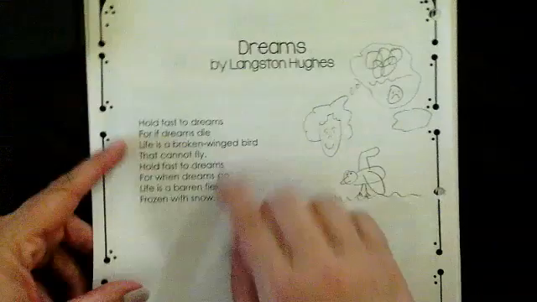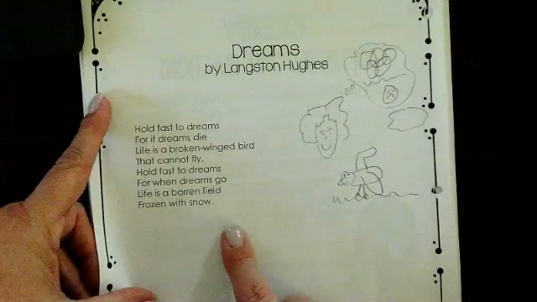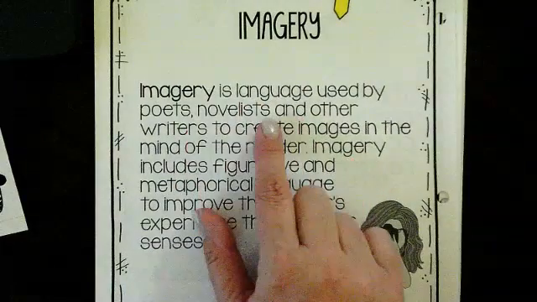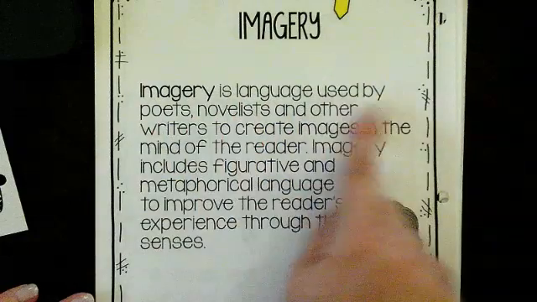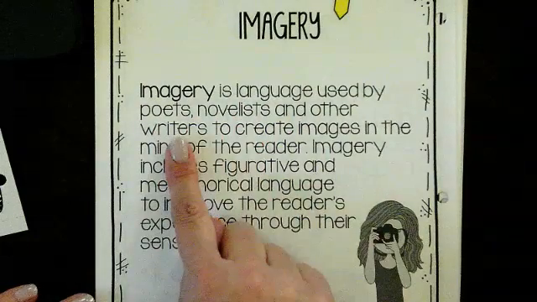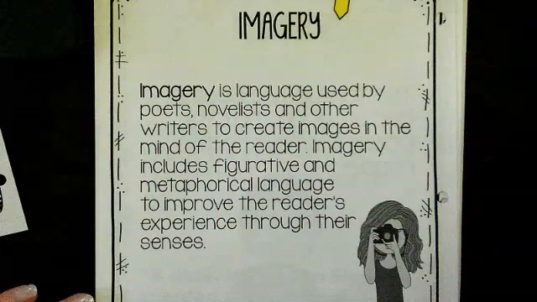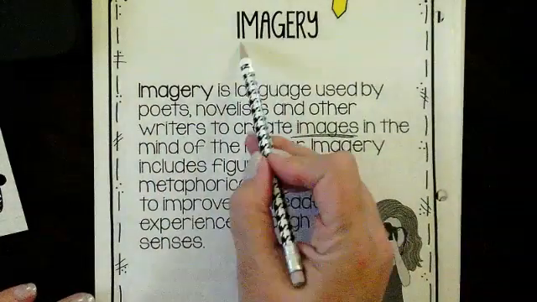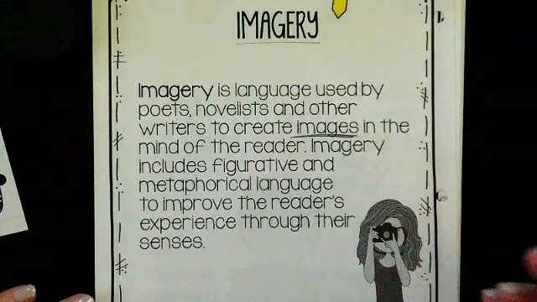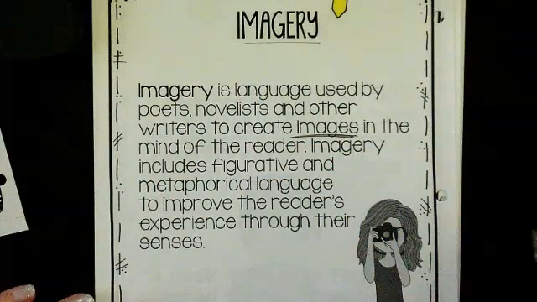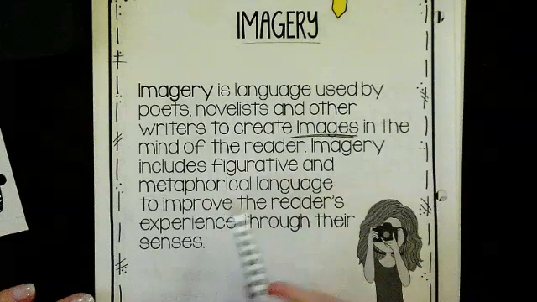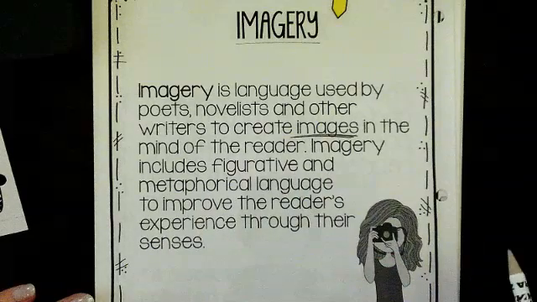This is called imagery. And the poet, the author of a poem, uses certain words to make you visualize or imagine certain things. So imagery is language used by poets, novelists, and other writers to create images in the mind of the reader. Images in the mind of the reader. Imagery, images. They're base words. They go together. Imagery includes figurative and metaphorical language to improve the reader's experience through their senses.